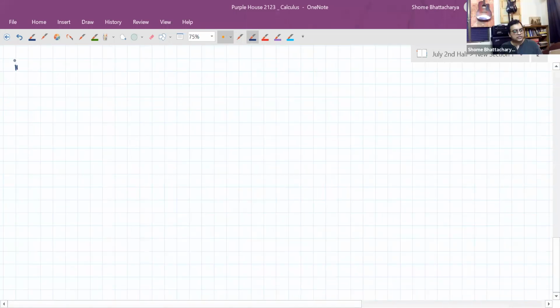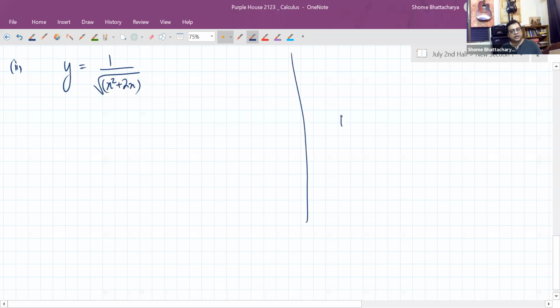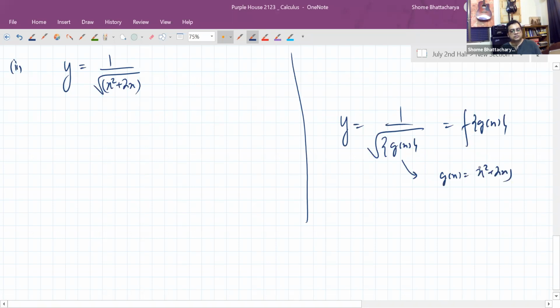Okay, so let's come to the second one. y is equal to 1 upon square root of x square plus 2x. You can see that this is again a two-step process. y is 1 upon square root of something, and that something you can think of as g of x. So it's f of g of x, where f is the function 1 upon square root, and g is the function x square plus 2x. From x, you first operate g to get g of x equal to x square plus 2x.